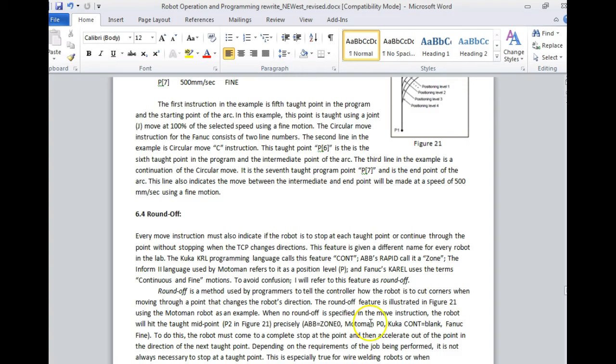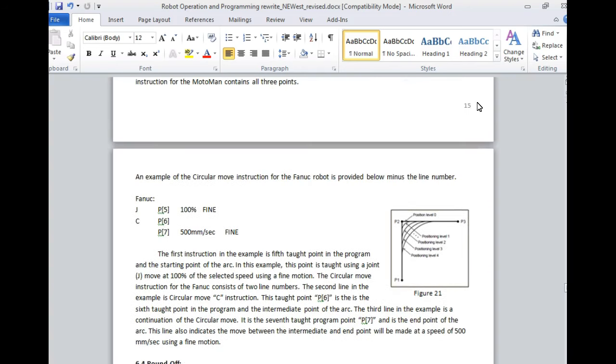And this is the Motoman robot. Motoman uses what they refer to as a position level. So these are points, this is point 1, this is point 2, and this is point 3. If we specify a position level of 0, it will hit the point. So what does that mean? That means the robot is going to have to stop. It's going to have to decelerate, stop at the point, and do what? Change directions and accelerate out of the point.